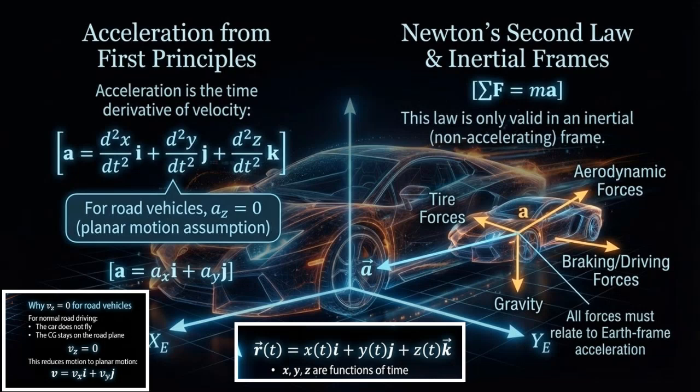For road vehicles, vertical motion is zero because the vehicle stays on the ground. So, motion is simplified to two dimensions, with forward velocity and sideways velocity only. Acceleration is the rate of change of velocity with time. Since there is no vertical motion, vertical acceleration is also zero. Newton's second law states that the sum of all forces equals mass times acceleration. This law is valid only in an inertial frame, like the Earth-fixed frame. Therefore, all forces acting on the vehicle, such as tire forces, braking, aerodynamic forces, and gravity, must be related to acceleration measured in the Earth frame.